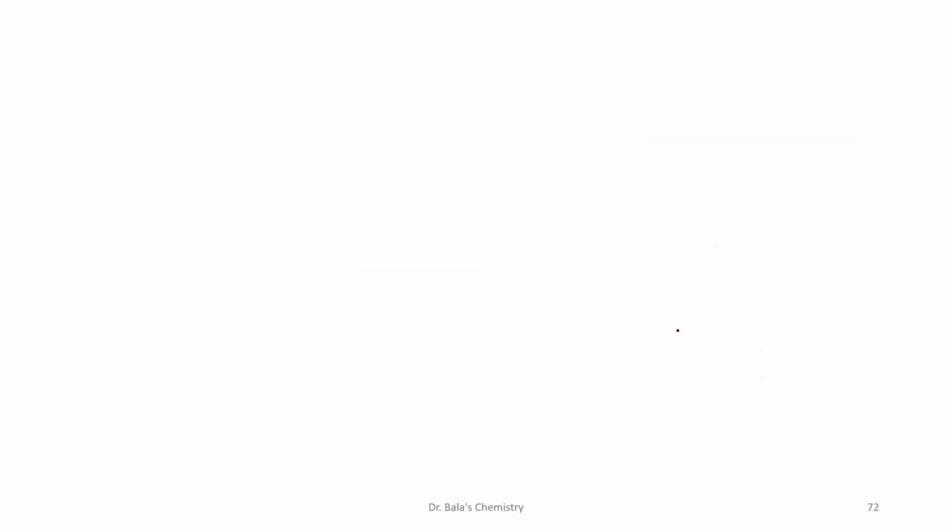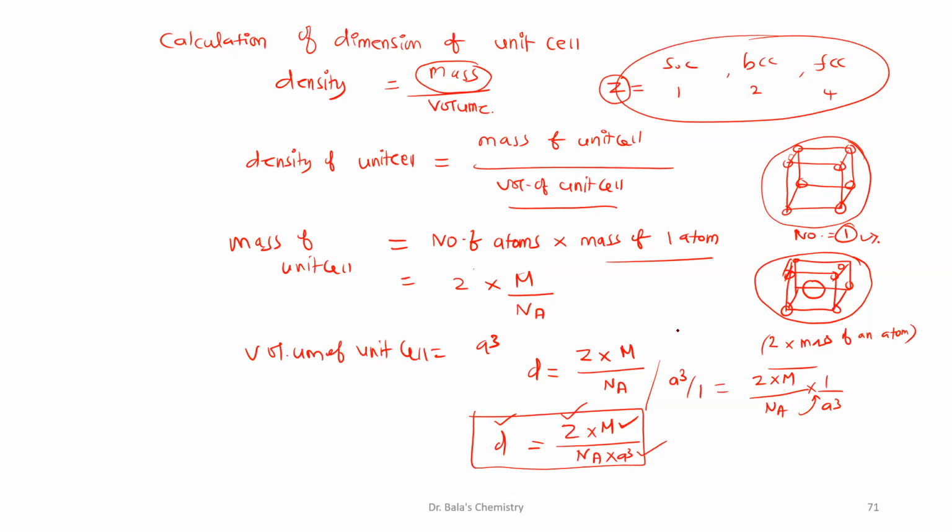Sir, is it the number of atoms per unit cell or the total number of atoms? Number of atoms per unit cell, because we are calculating the mass of 1 unit cell and the density of the unit cell only.